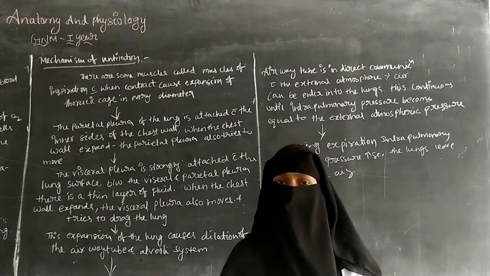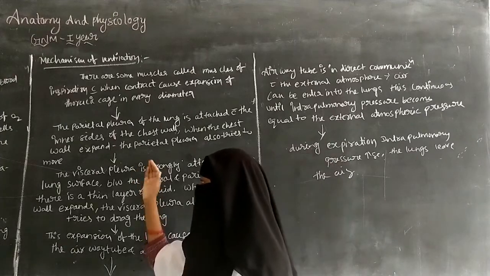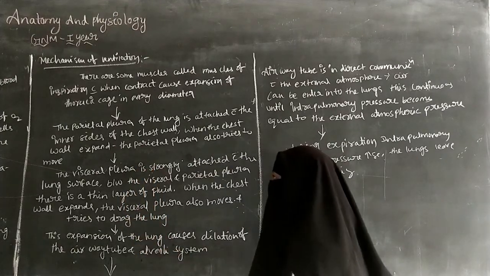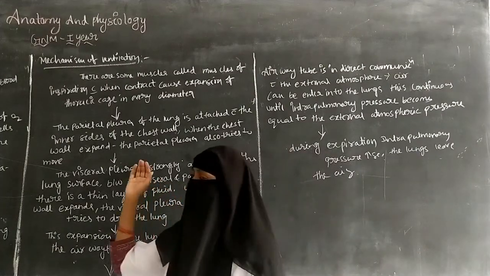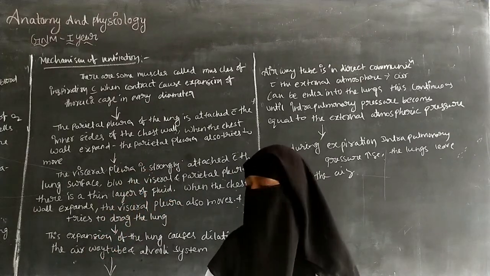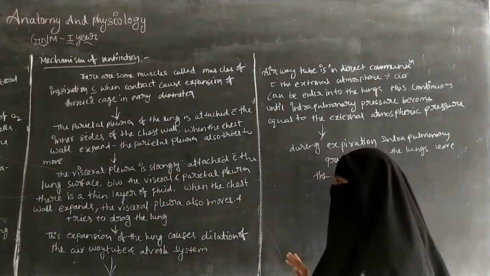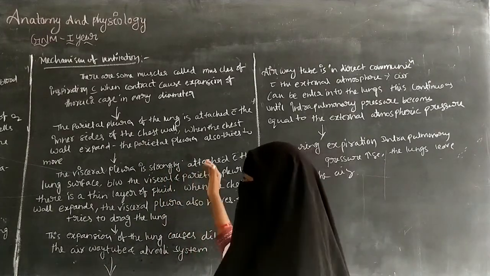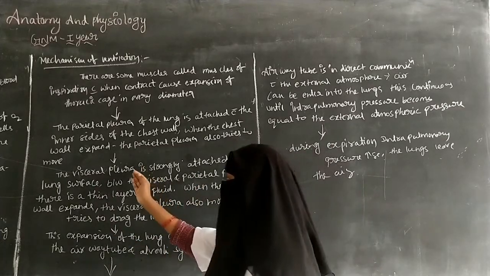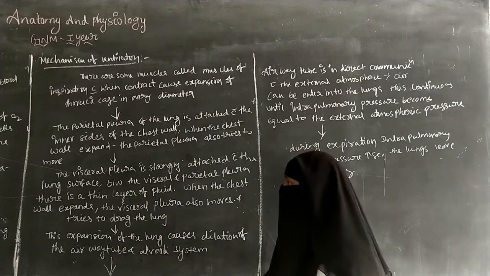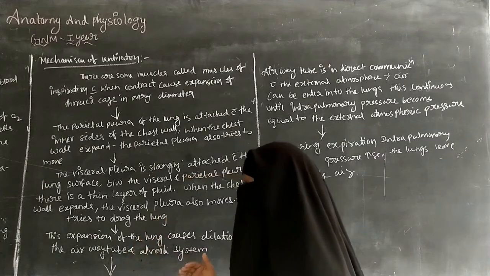When the chest wall expands and the parietal pleura tries to move, it leads to the visceral pleura, which is strongly attached with the lung surface. The visceral pleura is the inner layer which covers the lungs. Very closely, very strongly, it is attached to the lung surface. So it is called the visceral pleura.